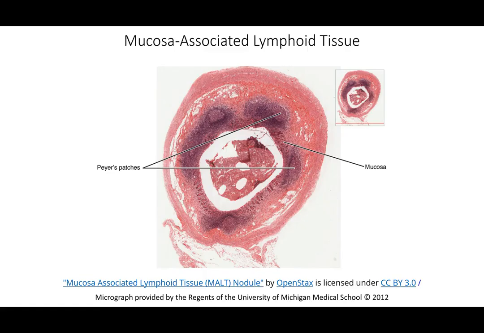MALT found in the small intestine is specifically Peyer's patches, which are indicated here. And that's going to be an immune response against ingested substances that do make it into the small intestine. These have very, very specialized cells that are going to sample from the actual intestines themselves and transport it to nearby follicles for those adaptive immune cells to mount their response.